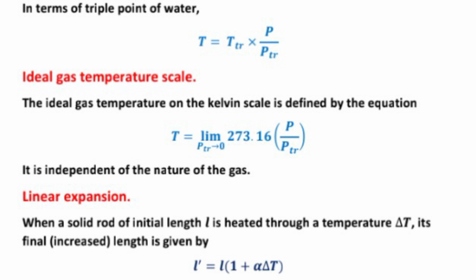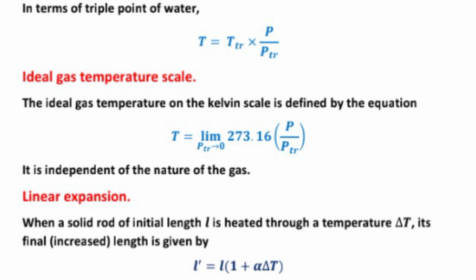Ideal gas temperature scale. The ideal gas temperature on the Kelvin scale is defined by T equal to limit P triple point tends to zero, 273.16 P upon P triple point. It is independent of the nature of the gas.